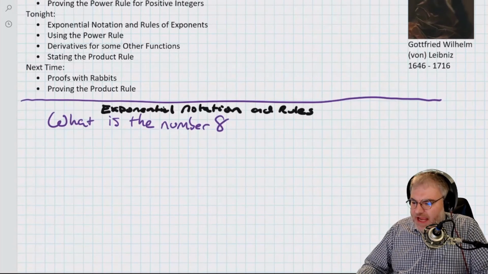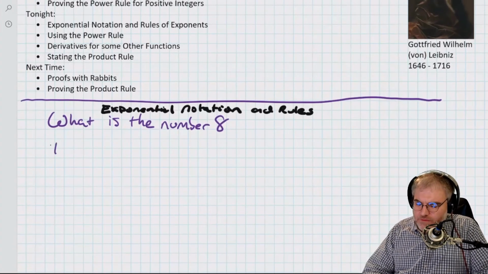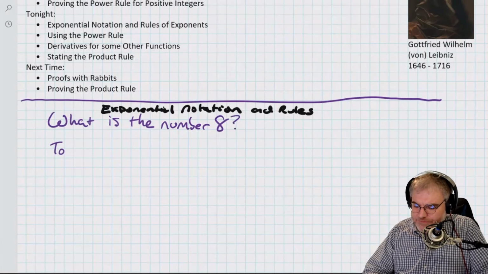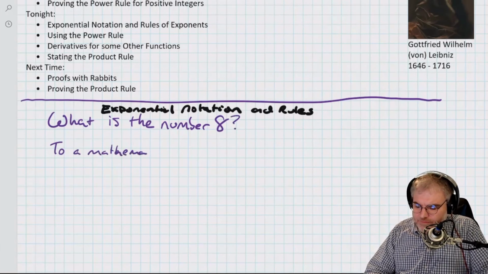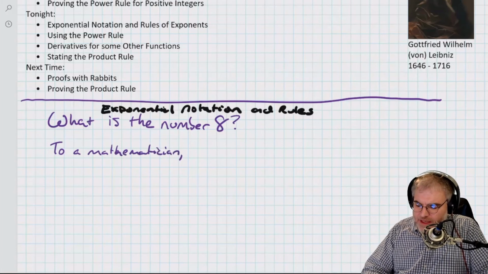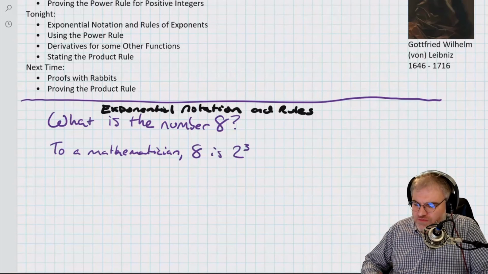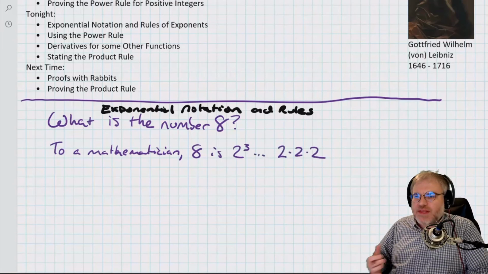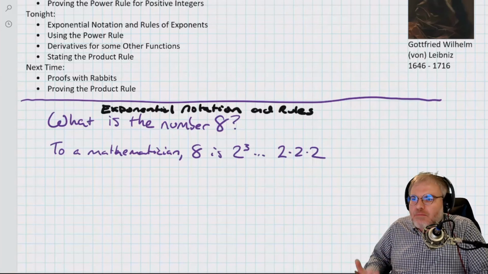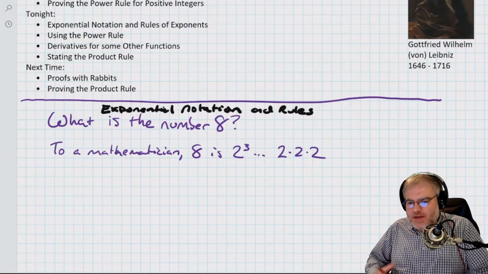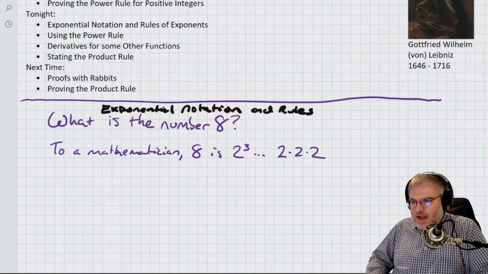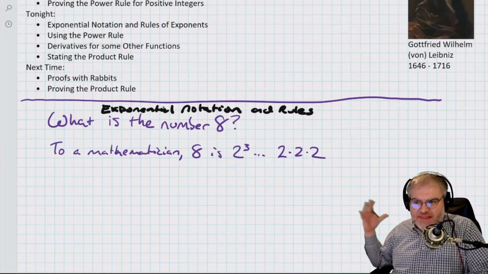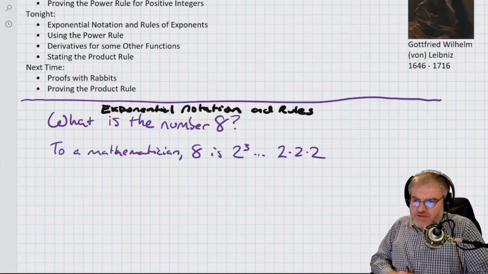So 8, to a mathematician, is 2 cubed. It's three 2's. It's 2 times 2 times 2. That's what we think of. That's kind of the number on its birth certificate. Prime factorizations are unique in the integers, and that's how we think of it: as 2 cubed.